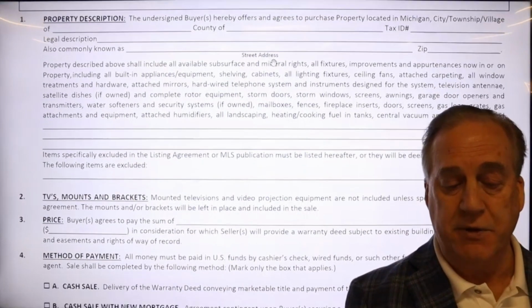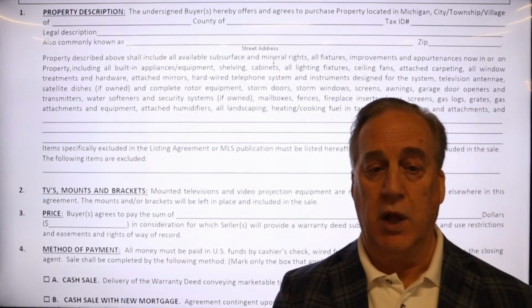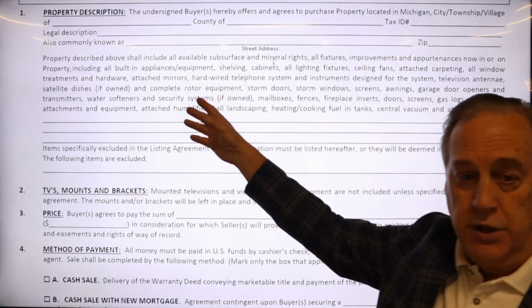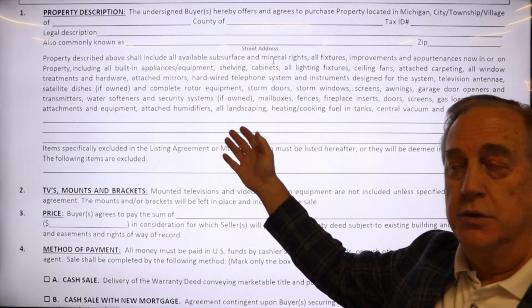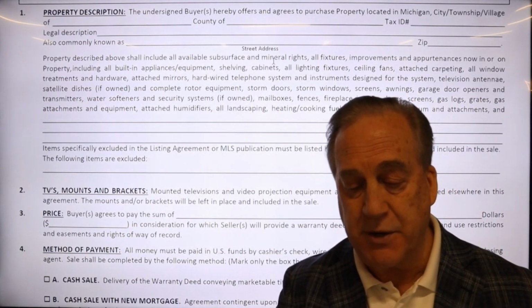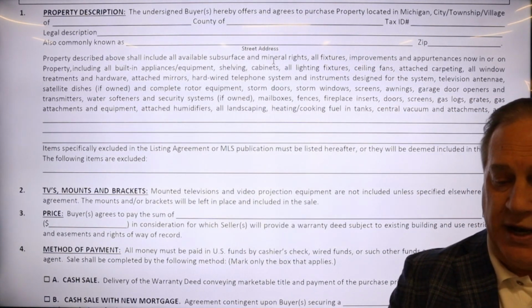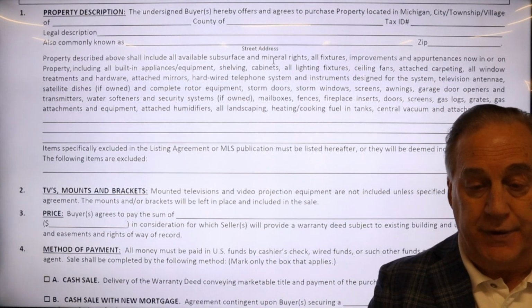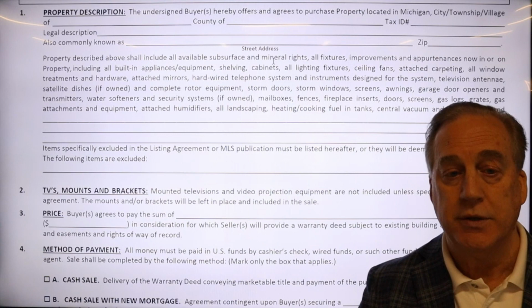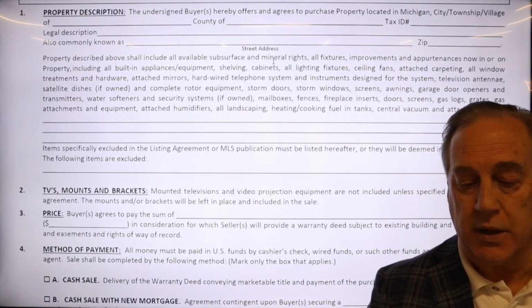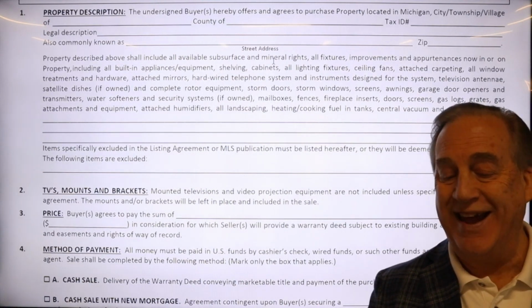This is a simple property description outlining what it is that the purchaser is offering to purchase. In this, you have the basic property description that it's located in the state of Michigan, the township or village of, and you're going to put that name in there, county of, and the tax ID number.